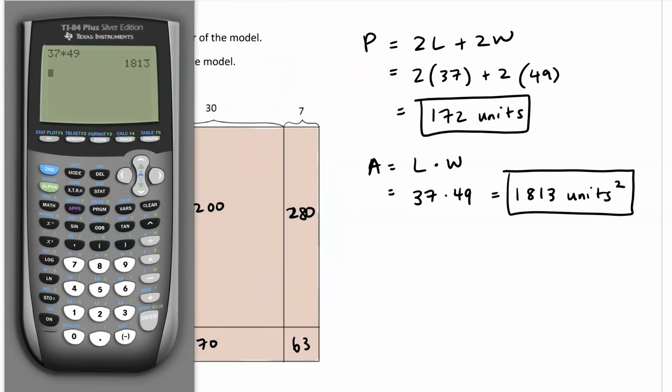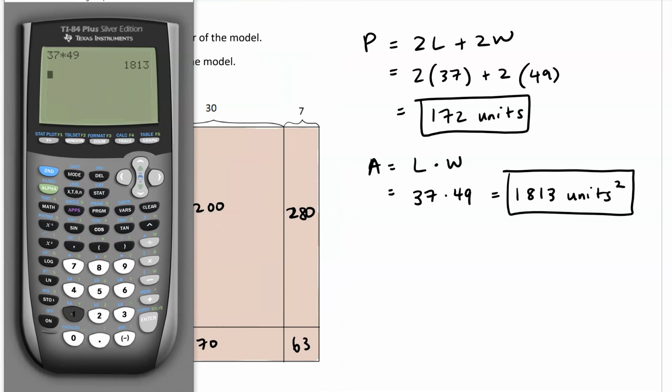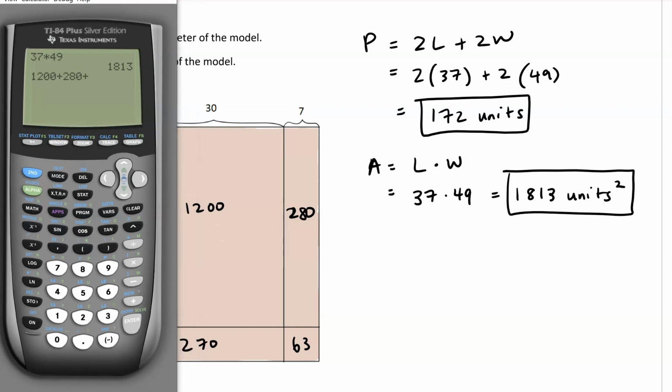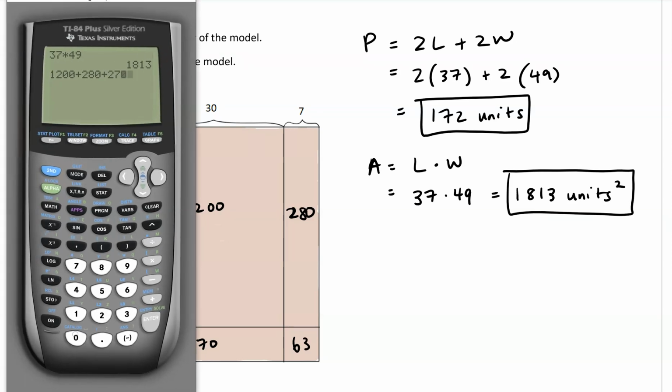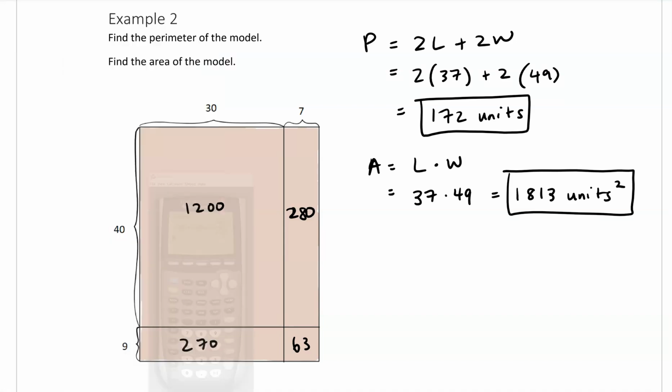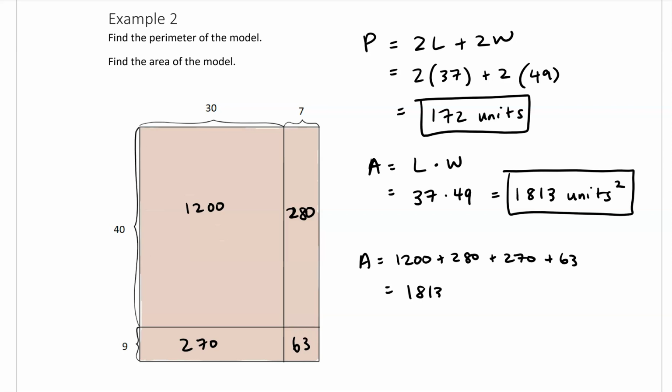So let's go ahead and add all of those together. So we have 1,200 plus 280 plus 270 plus 63. And oh, look, that gives us the same value. So that's just a nice way to verify that our answer is correct. So 1,200 plus 280 plus 270 plus 63 is equal to 1,813 units squared. So that was just an additional check there.